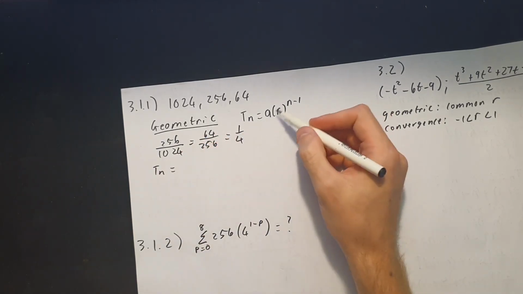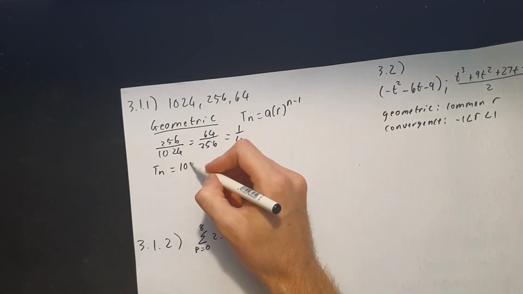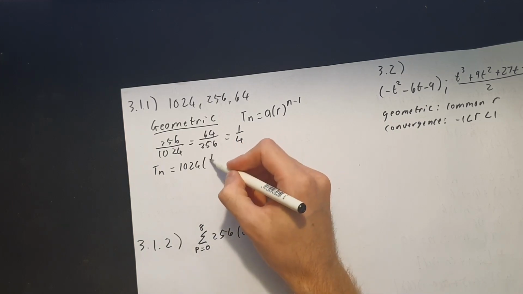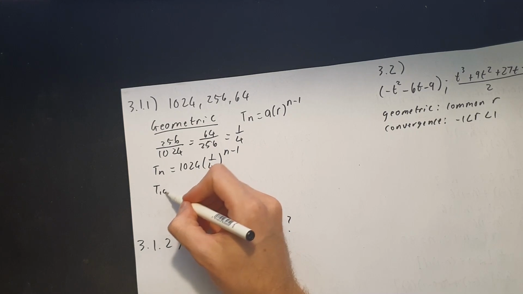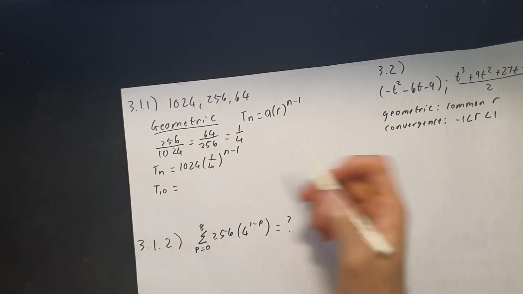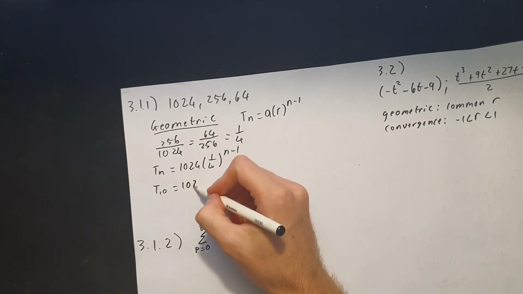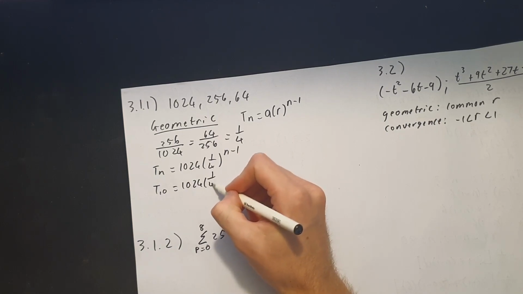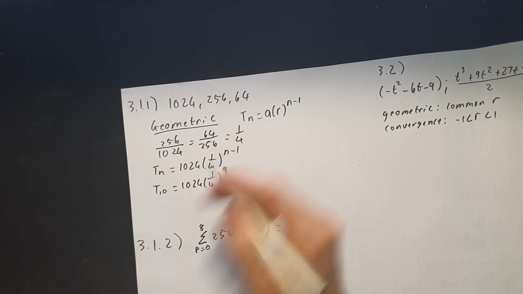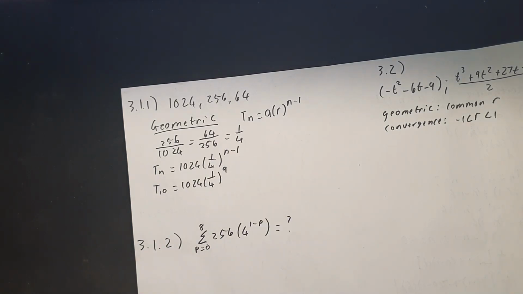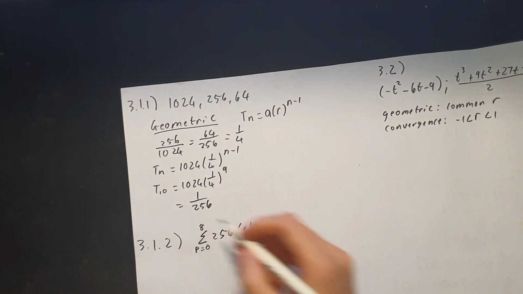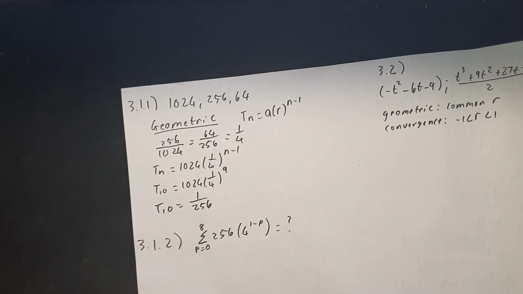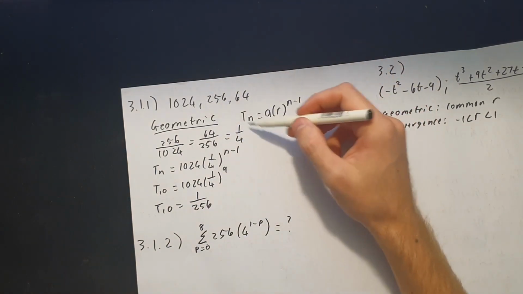Now we have Tn equals a r to the n minus 1, where a is 1024 and r is 1 over 4, and they want T of 10, so they're looking for 1024 times 1 over 4 to the power of 9. If you work that out, you get a value of 1 over 256 for T10. Not too difficult there. Just remember that geometric deals with common ratio.